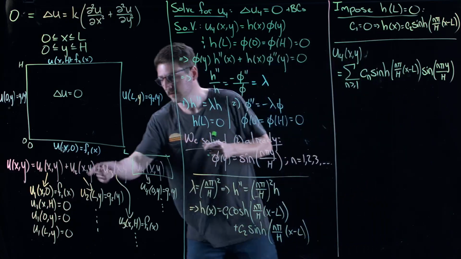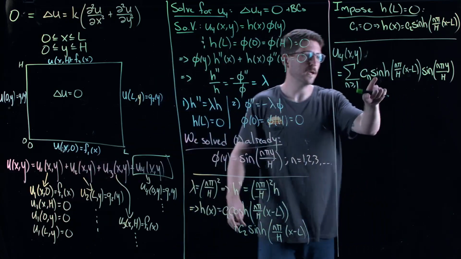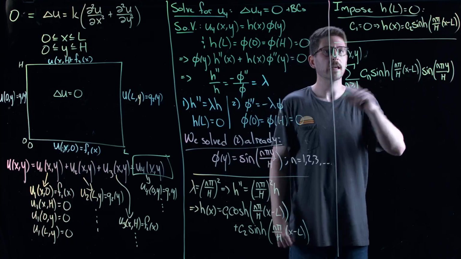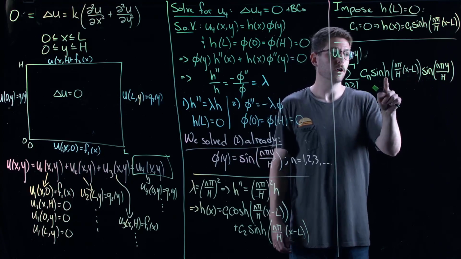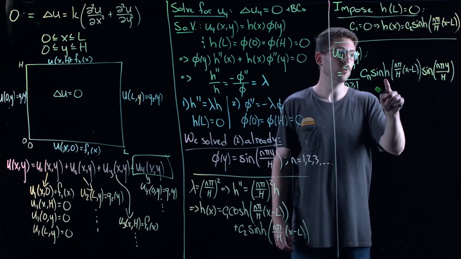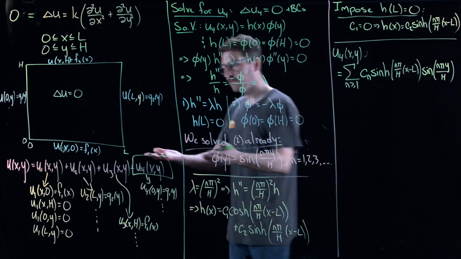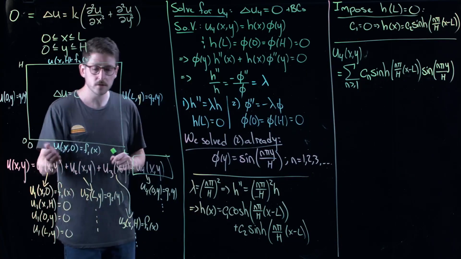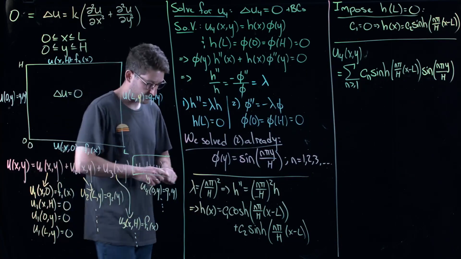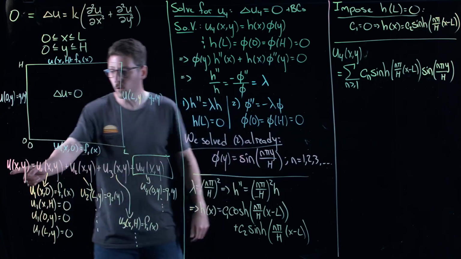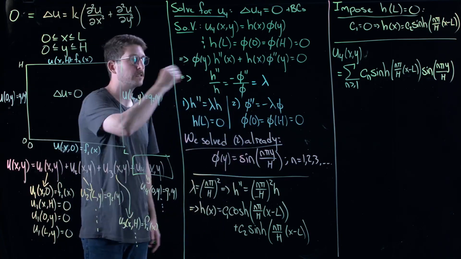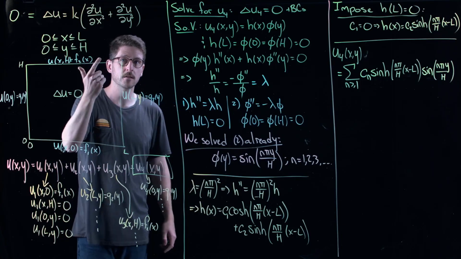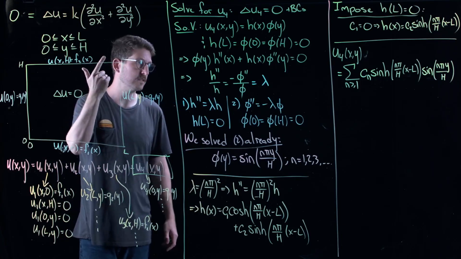If you do the other three cases, here we have sinh and sine. You're going to get all other combinations. You're going to get sinh and cos, you're going to get cosh and sine, and you're going to get cosh and cos. 4 possible combinations, 4 different solutions. So if you put together the whole solution, it's 4 infinite series of all possible combinations of sinhs and coshs and sines and cosines.